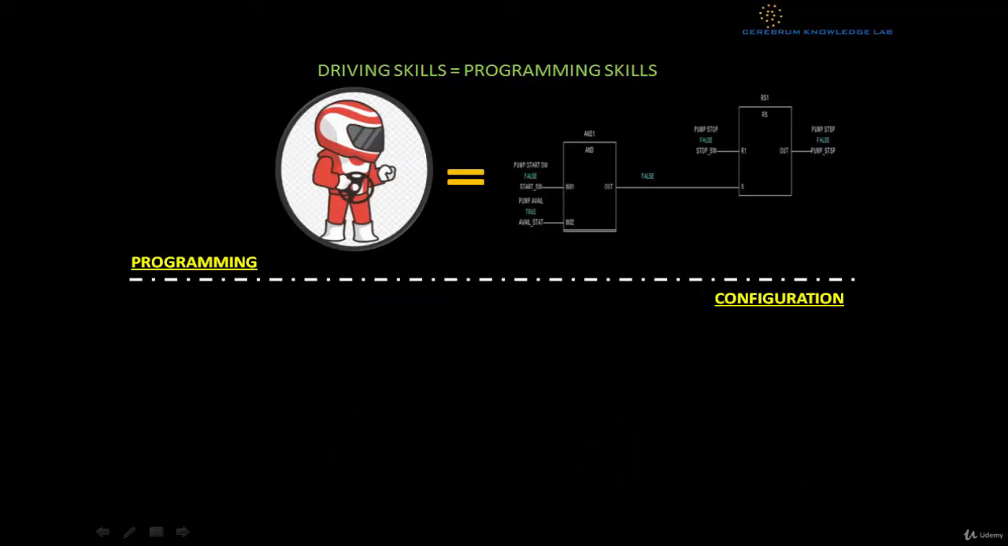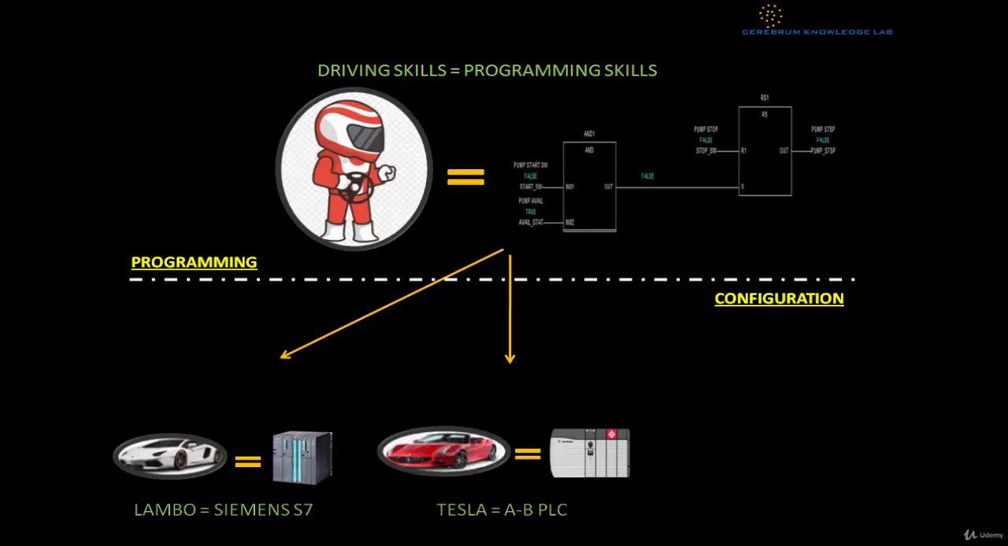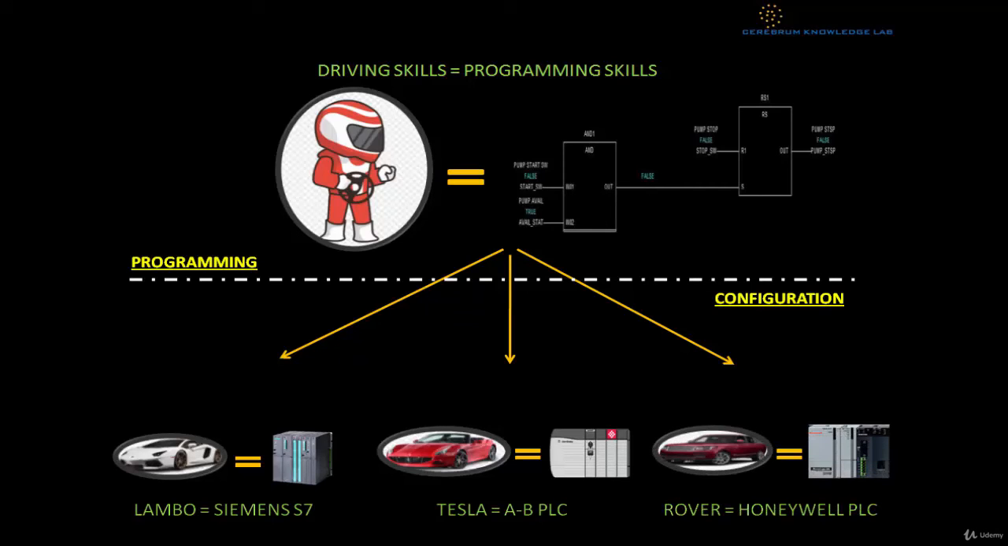Programming skills equals driving skills. The type of PLC equals the type of car. Programming is a science. Programming is universal. Programming is machine and software independent. You can even write your program on a piece of paper.